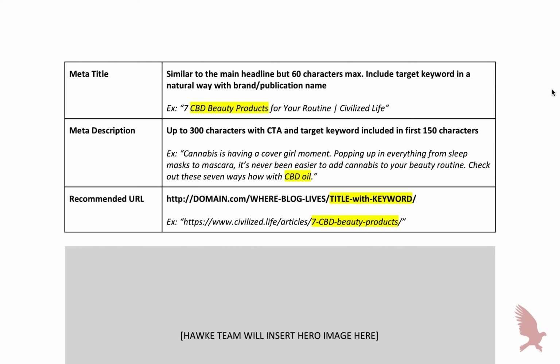The meta title here shouldn't just be the working title your content editor provided. Instead, you're going to want to aim for it to be 60 characters, keyword and brand name included. Be sure to also include the keyword in your meta description. Try to keep this description under 300 characters and include the keyword within the first 150.